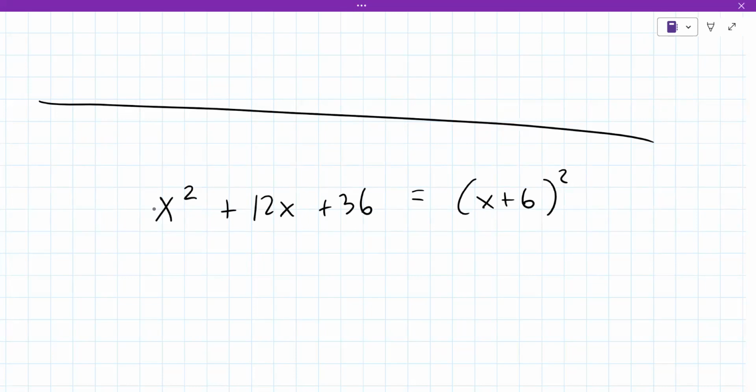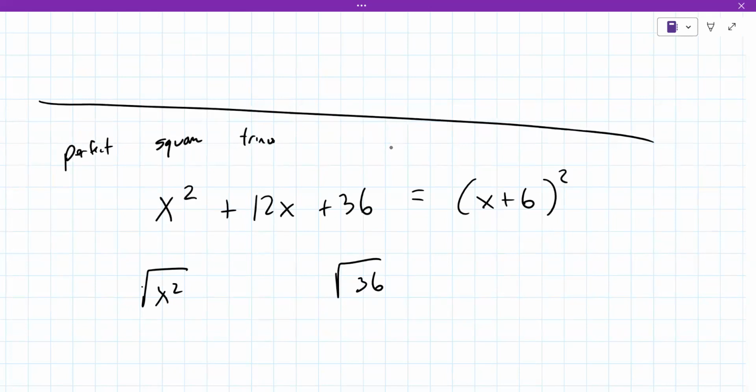Oh, okay. So you find the GCF of the first two numbers? Well, the GCF is just x. It's actually the square root of x squared and the square root of 36. Okay. Oh, so this is called a perfect square trinomial. Okay. So it would be x squared plus 12x plus 36. And then the answer would be, so this is it. This is the answer on the right.